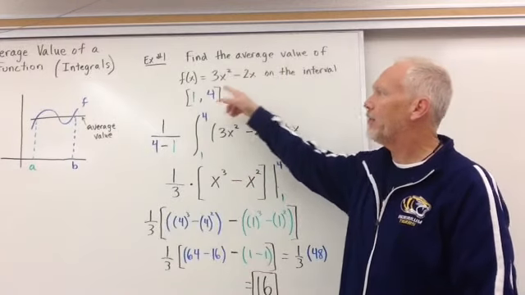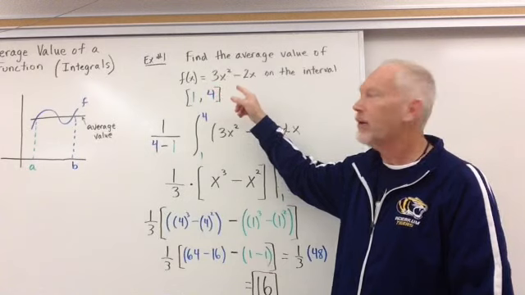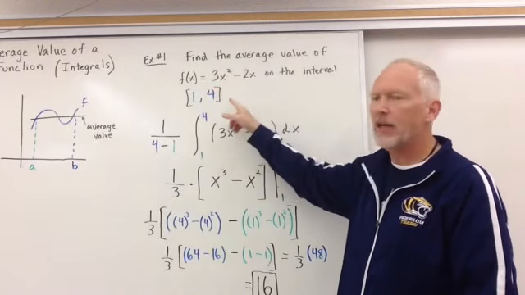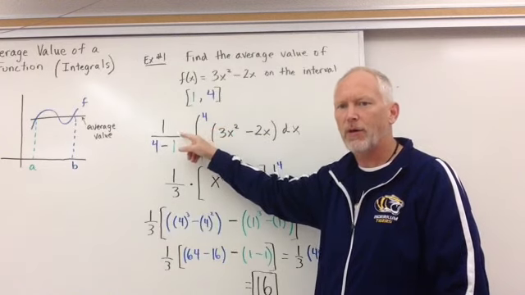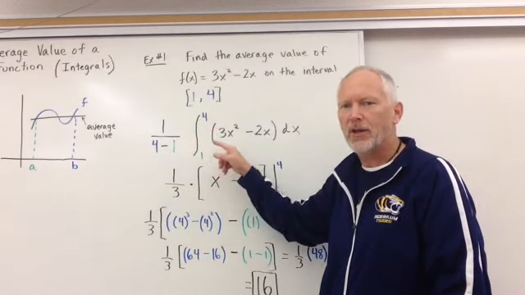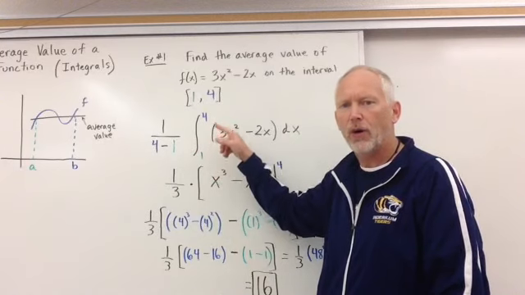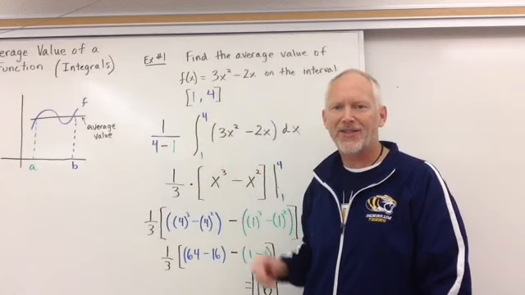It says find the average value of f of x equals 3x squared minus 2x on the interval from 1 to 4. So here we have our 1 divided by b minus a, 4 minus 1, times the integral from 1 to 4 of 3x squared minus 2x dx.